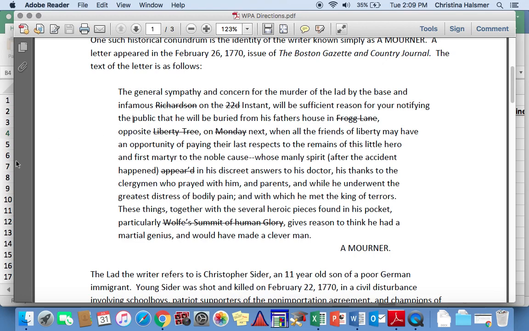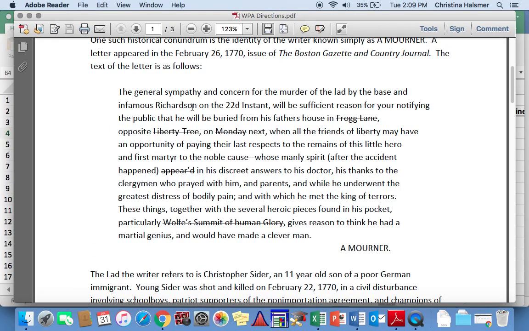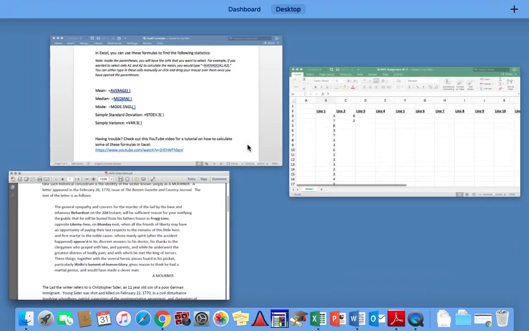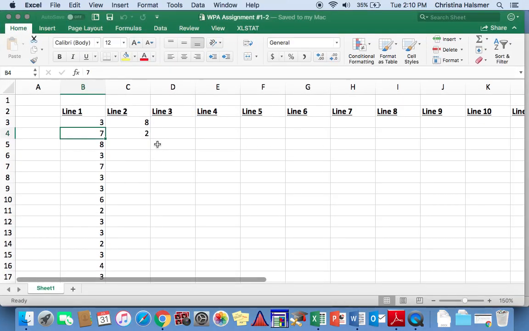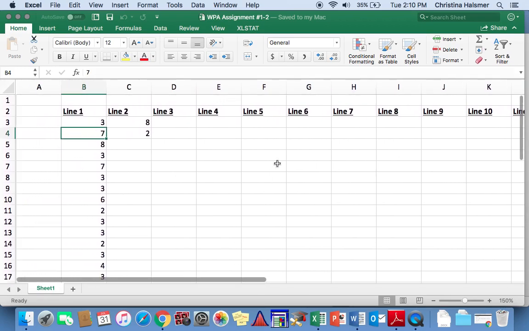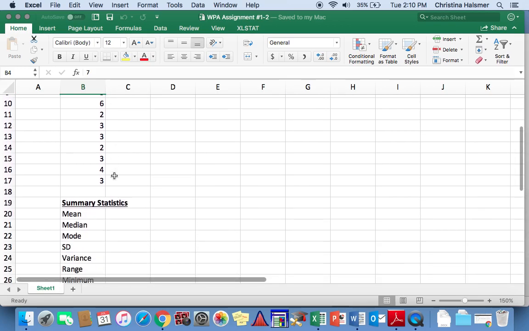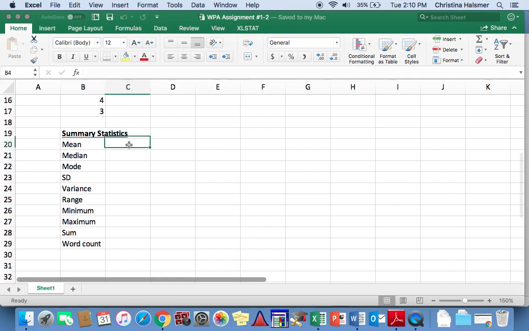I've done the first line for you, and I've started the second line for you. You can finish the second line, just make sure that anything that's crossed out, like Richardson or 22D right there, you omit. So just skip those and put in the numbers of all of the other words. If you scroll down here, there's 13 lines total, and you'll fill in the number of letters in each word on that line. After you're finished with that, we'll go down here to summary statistics.